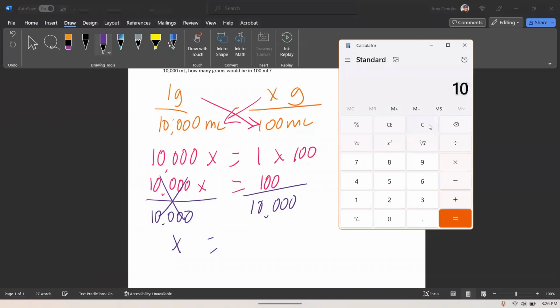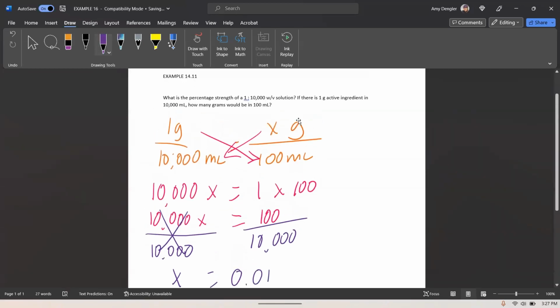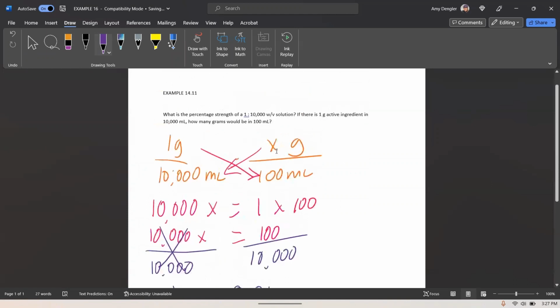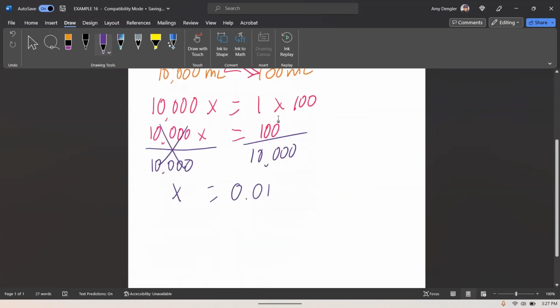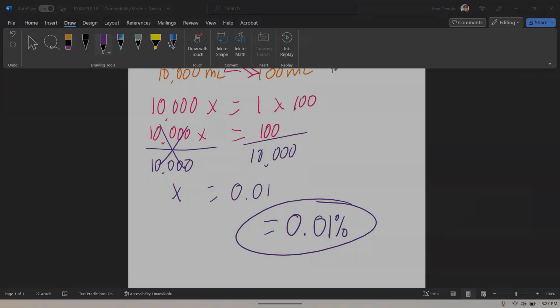And 100 divided by 10,000 is 0.01. Now, because we already figured out over 100 ml, which is where percent comes from, that's why we are finding out the 100 ml, because we're trying to find the percent strength. Our percent strength is 0.01%. That's all you do for that.